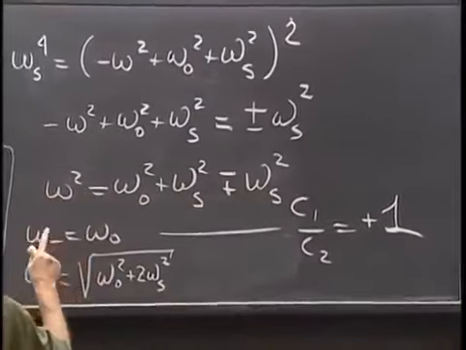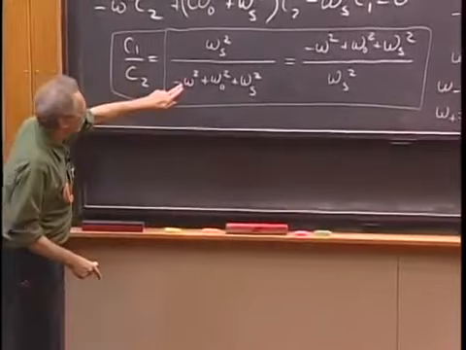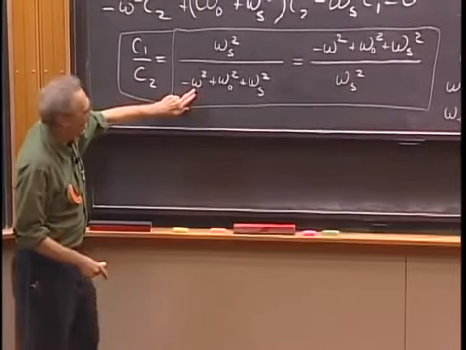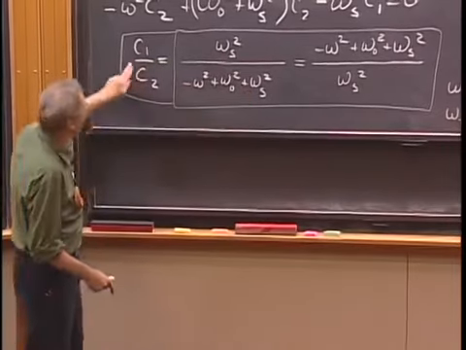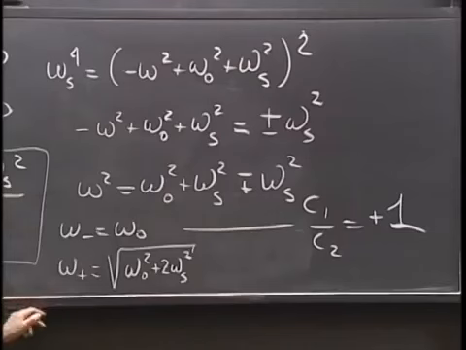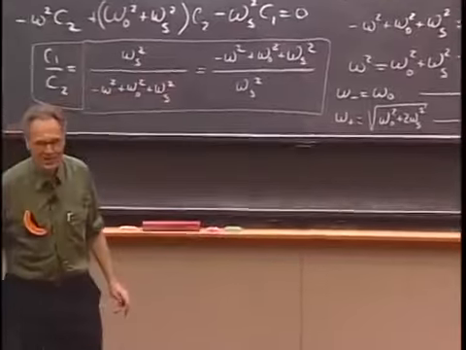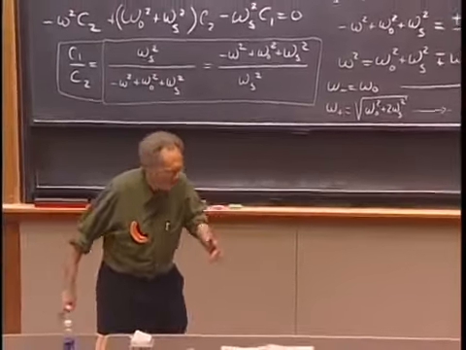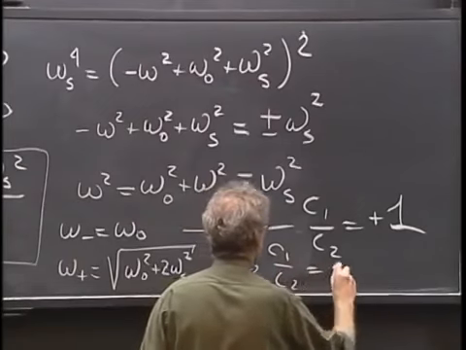If you take this omega 0 and you put it in here, you get omega 0 squared with a minus sign. With a plus sign, you have omega s squared divided by omega s squared, that is plus 1. And now you take the second solution and you put it in here. What do you think you're going to find? Minus 1. C1 over C2 is now -1.